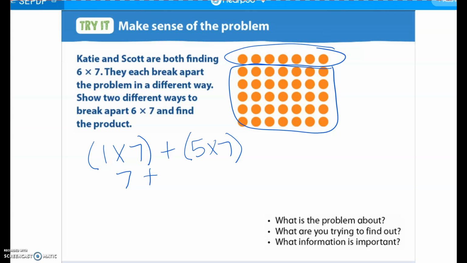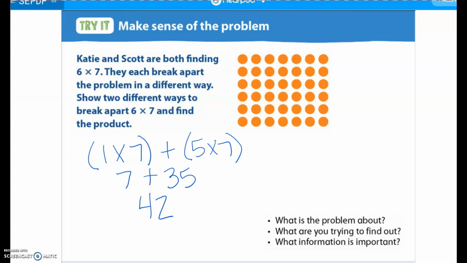5 times 7, let's count by 5 7 times. 5, 10, 15, 20, 25, 30, 35. So if we add those together, we put 35 in our head and add 7: 36, 37, 38, 39, 40, 41, 42. That's one way to do it. But it says to do it 2 ways.